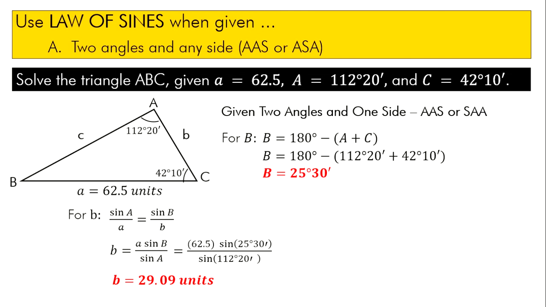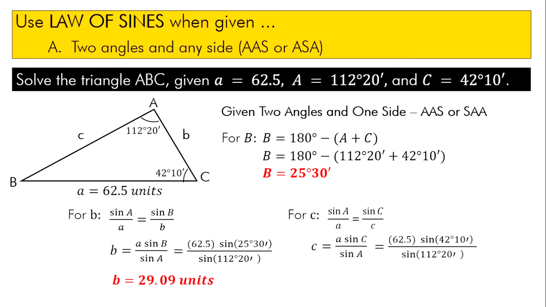And then for side c, we can use again the law of sines, wherein sine A over a is equal to sine C over c. We have angle A, angle C, and side a, so all we need to do is identify side c. By manipulating this formula, we obtain c equals a sine C over sine A. Substituting the values, we have 62.5 times sine 42 degrees 10 minutes all over sine 112 degrees 20 minutes. Using our calculator, the result is 45.36 units.